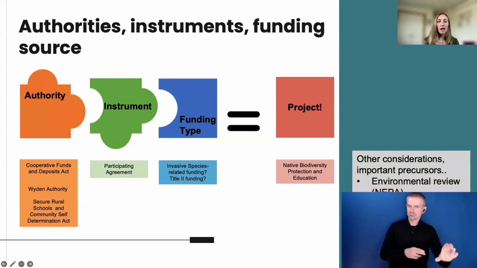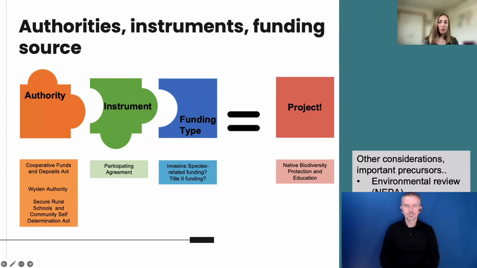The other element is instrument, and that's what we've been talking about a lot today. Instruments are things like participating agreements, cooperative agreements that really formalize the funding relationship between the Forest Service and a partner. And then the third is funding source. So really important to have the dollars that are actually classified as being able to be spent on whatever is envisioned by the project.